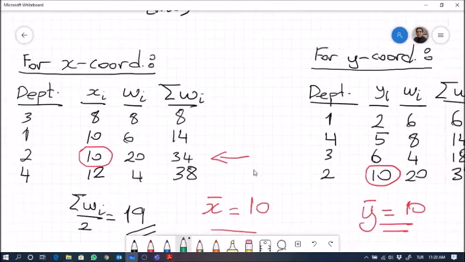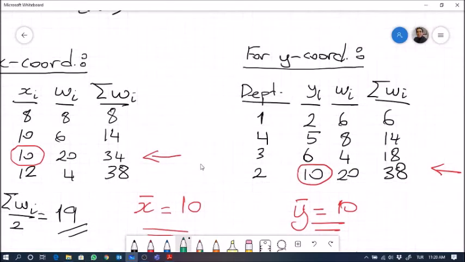Let's do the same for the y-coordinate. For the y-coordinate, the smallest value is 2 for department number 1. The weight is 6, cumulative weight is 6. Then 5 for department 4, weight is 8, cumulative weight is 14. Then the y value is 6 for department 3. The weight is 4 and the cumulative weight is 18. And the largest y value is 10 for department number 2. The weight is 20 and the cumulative weight is 38.